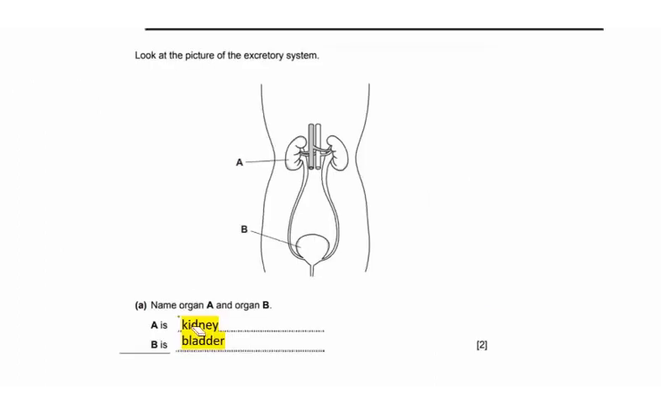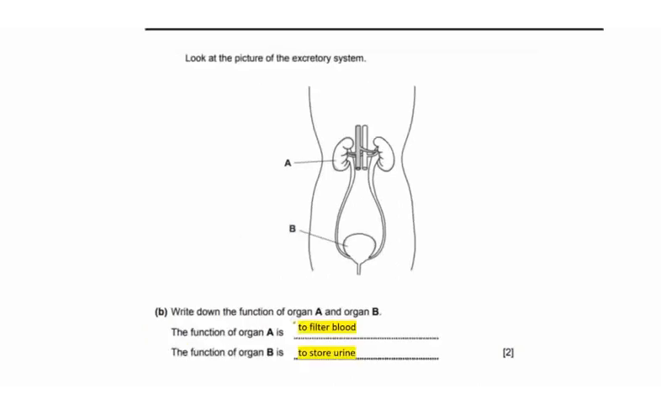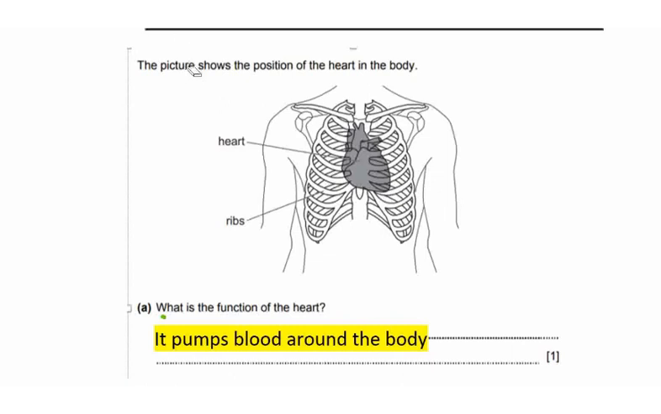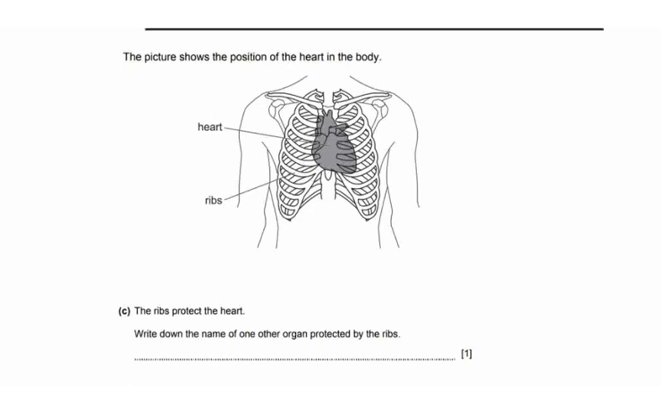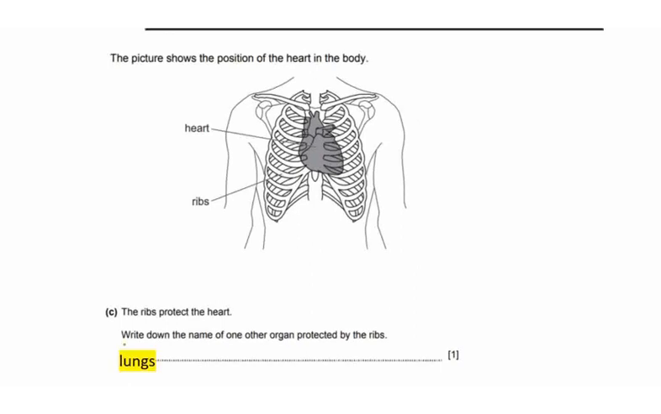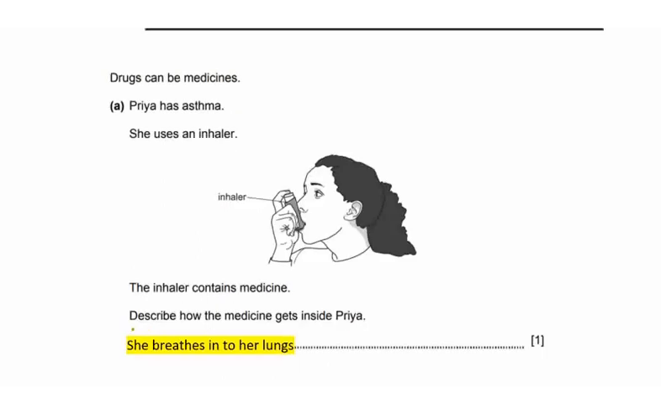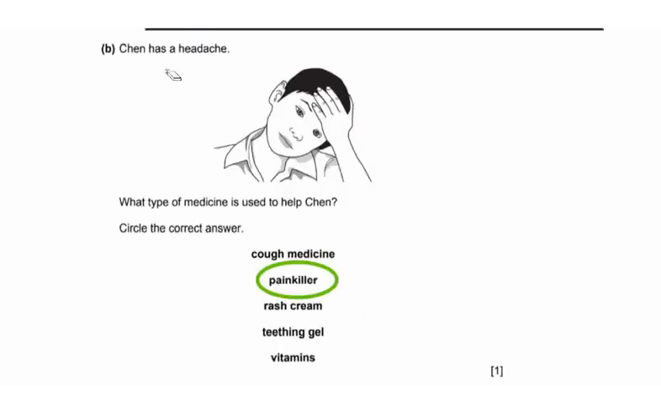This is the answer for question 3A. This is the answer for question 3B. This is the mark scheme for question 4A. This is the answer for question 4B, the mark scheme for question 4B. This is the question for question 4C. This is the answer for question 4C. This is the answer for question 5A, the mark scheme for question 5A. This is the mark scheme for question 5B.